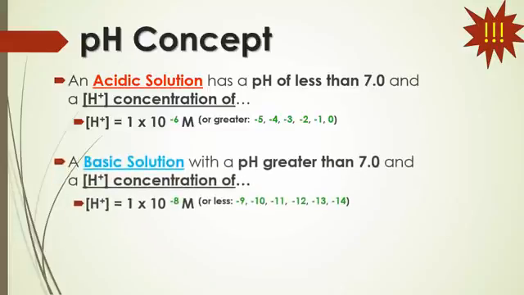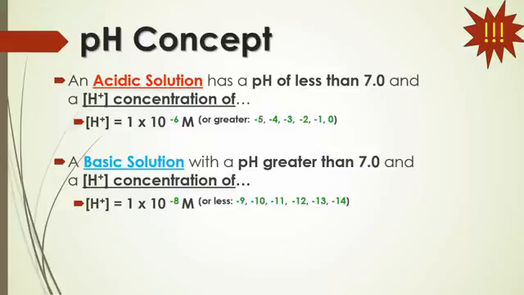A basic solution with a pH greater than 7 is going to have hydrogen ion concentrations of 10 to the negative 8th or lower, like 10 to the negative 9th, 10th, 11th, and so on and so forth. I know it seems weird that we say lower because the numbers themselves physically are getting bigger, but when you have an exponent to a negative number that's really big, like 10 to the negative 14, that's incredibly small compared to 10 to the negative 8. Remember to think of a number line.